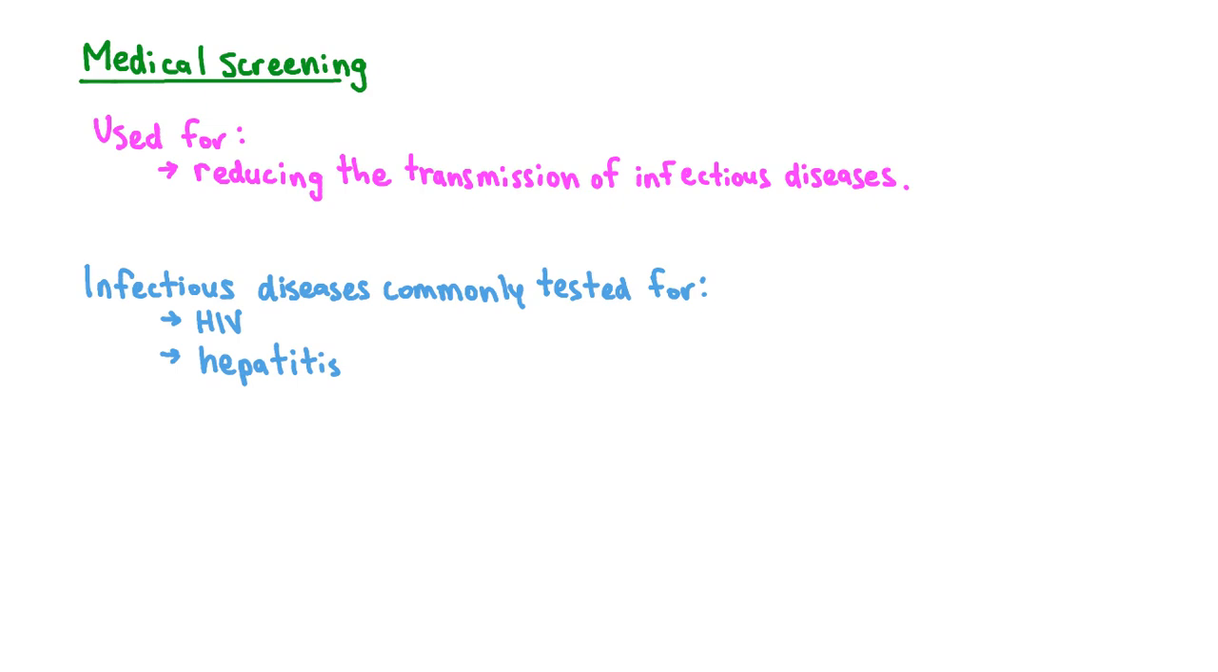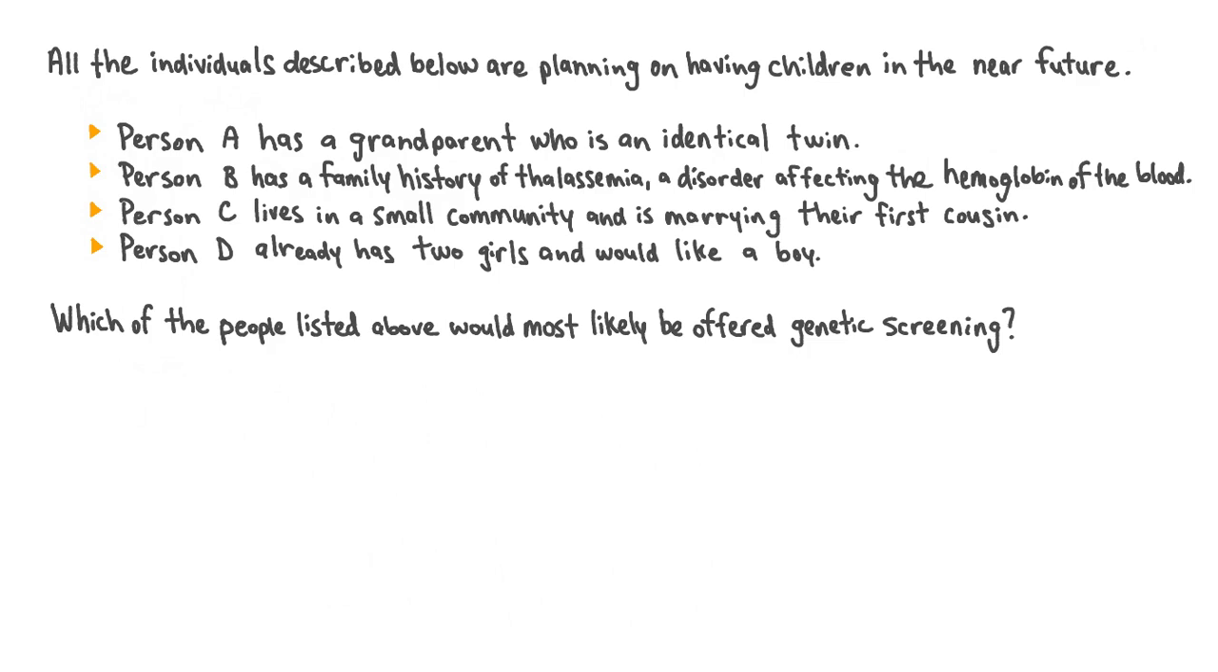Now that we've learned more about genetic and medical screening, let's try a practice question. All of the individuals described below are planning on having children in the near future. Person A has a grandparent who is an identical twin. Person B has a family history of thalassemia, a disorder affecting the hemoglobin of the blood. Person C lives in a small community and is marrying their first cousin. And person D already has 2 girls and would like a boy. Which of the people listed above would most likely be offered genetic screening?